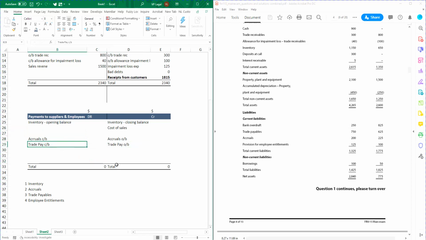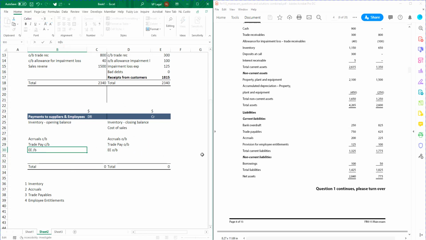Okay, and anything obviously that changes that is going to come into our net difference figure when we do the rec. Okay, what else? We've got trade payables, and then finally employee entitlements. So because that's a liability, we're going to have the opening on the left. I'm just going to call it EE for simplicity.